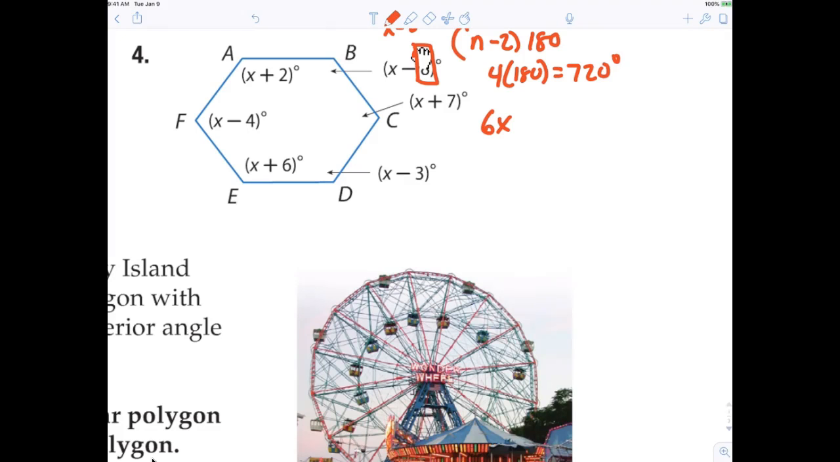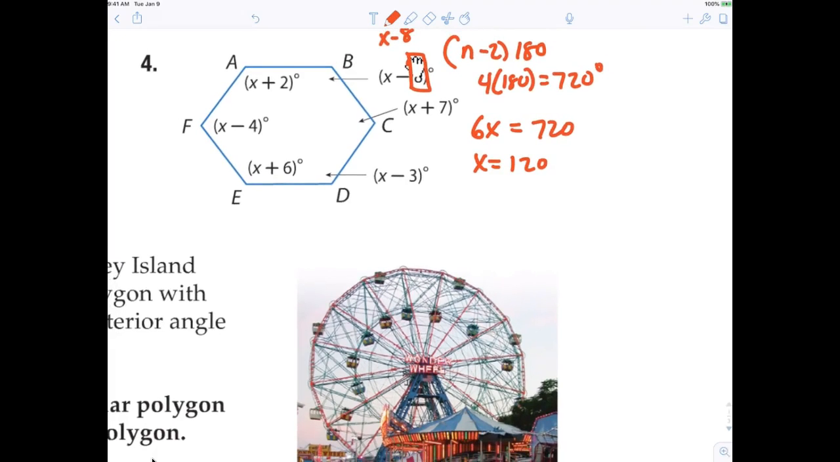Yeah, thank you. 6x is equal to what? 720, so x is equal to, I'm happy, x is equal to 120 degrees. All right? And so now it's just a matter of saying that angle A is what? 122.